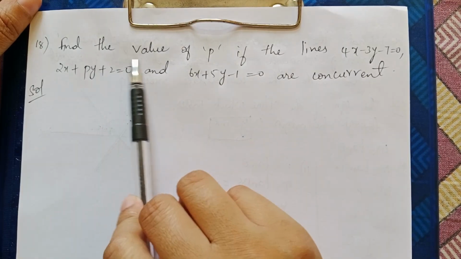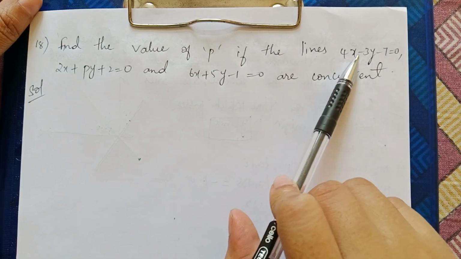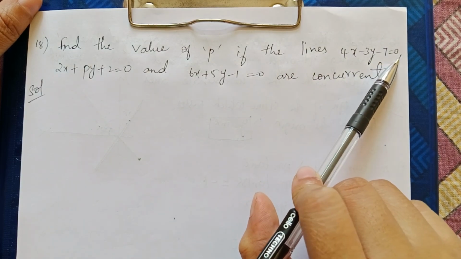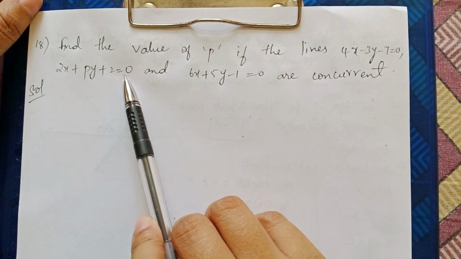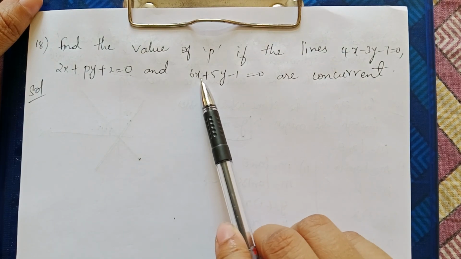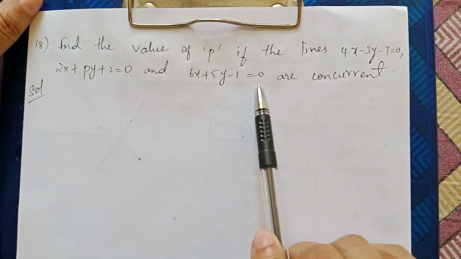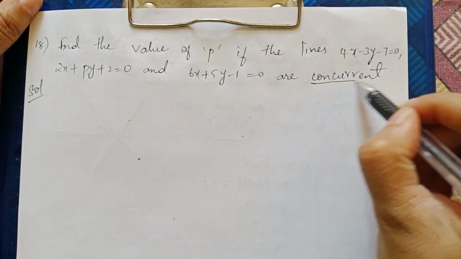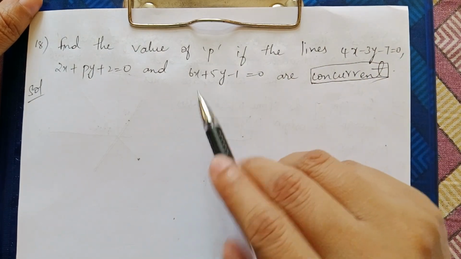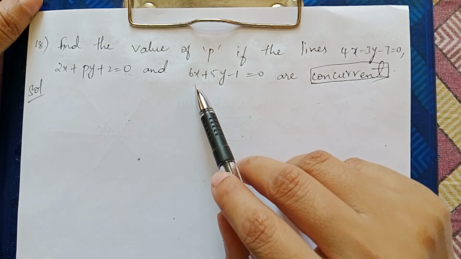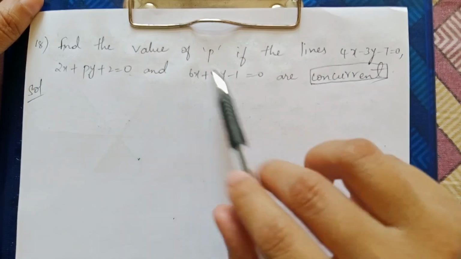Next question, find the value of p if the lines 4x minus 3y minus 7 equal to 0, 2x plus 2py plus 2 equal to 0, and 6x plus 5y minus 1 equal to 0 are concurrent. Here is also the same condition. So we know that for lines which are concurrent, their determinant value is 0. So we'll find the determinant of these three lines. Okay.